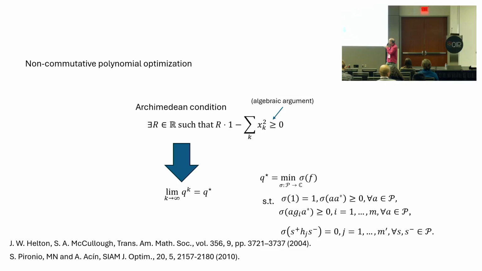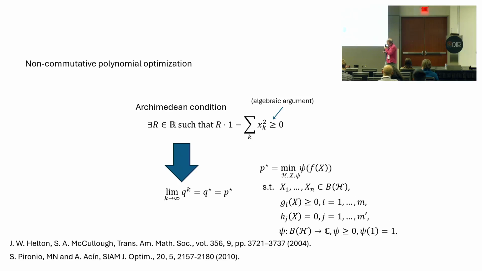And in fact, if some condition is satisfied, called the Archimedean condition, which is some condition that essentially promises you boundedness, then you can prove that the sequence of lower SDP bounds will converge to the solution of this problem. And not only that, they will also converge to the solution of the original problem, in which you optimize over Hilbert spaces, over operators, and over states.